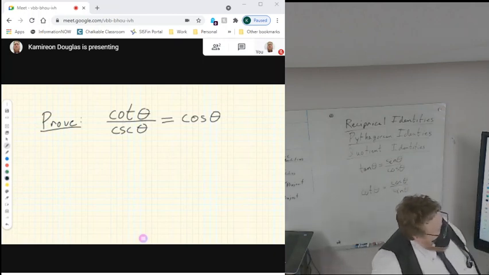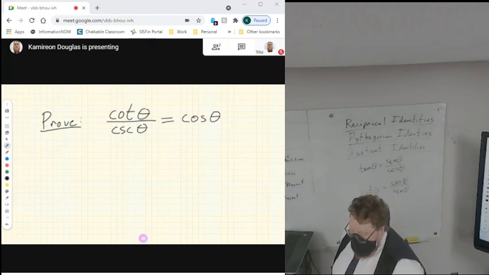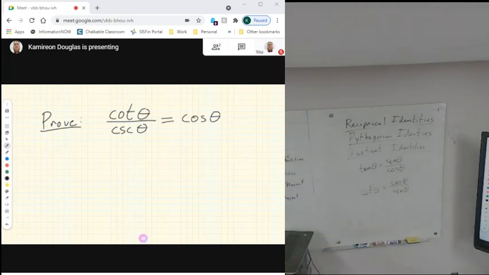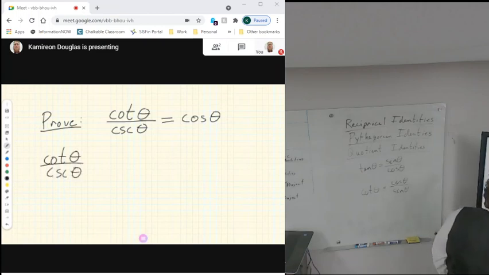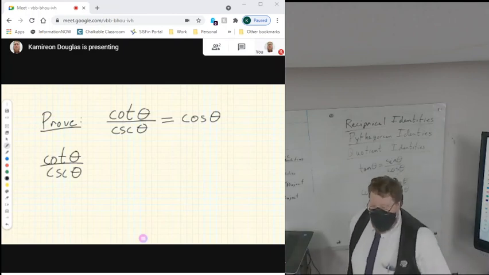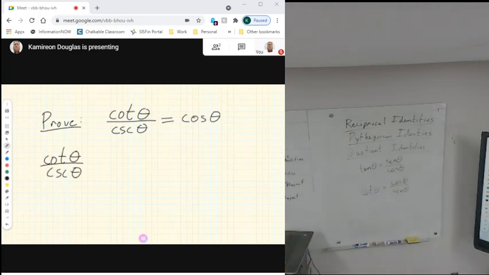So let's apply our steps. As a reminder, step 1, start with the most complicated side you can. They both look equally complicated, pick one, and be willing to switch if you find it's not working. In this case, most of them will be obvious which one you should start with. So I'm going to start with this complicated one, cotangent over cosecant. I have to apply some kind of rewrite, some kind of system to somehow turn this expression into cosine.